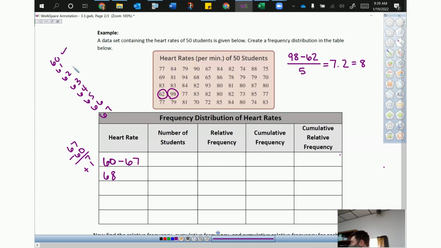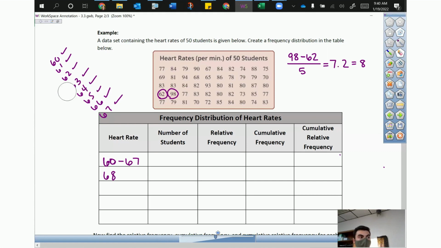That's 1, 2, 3, 4, 5, 6, 7, 8. So since it includes 60 and 67, that is 8, a class width of 8. So be aware of that when you are making your frequency table. Now, I just need to finish filling out the rest of this table.